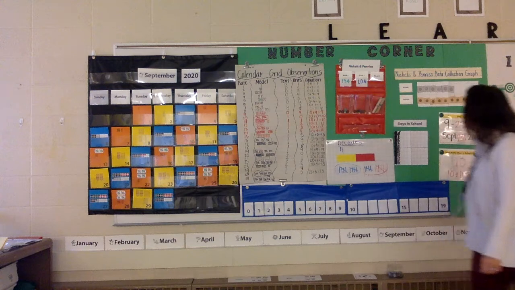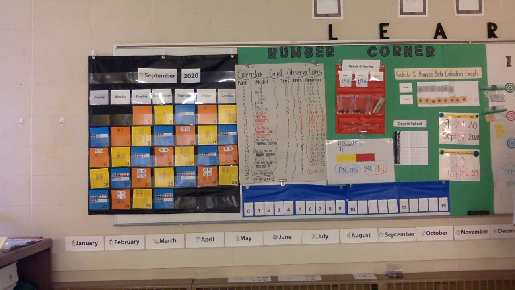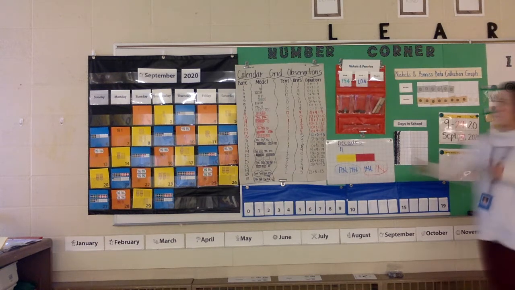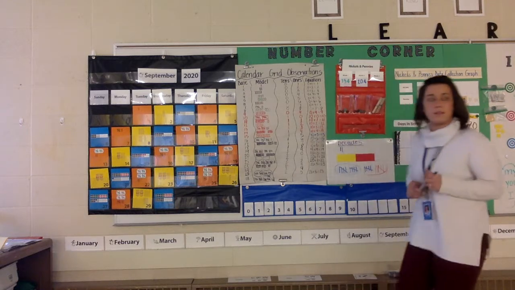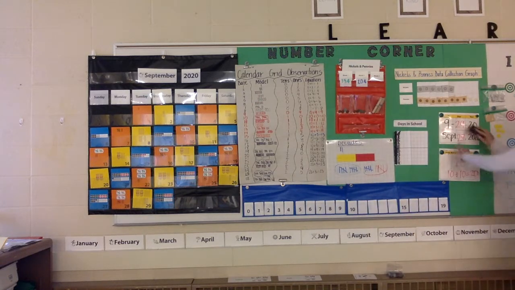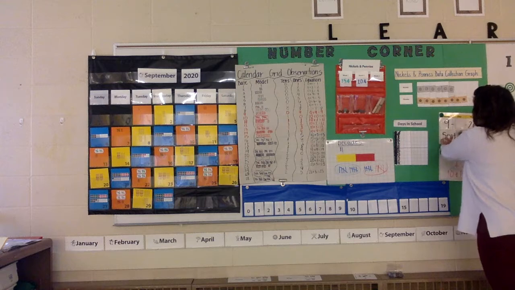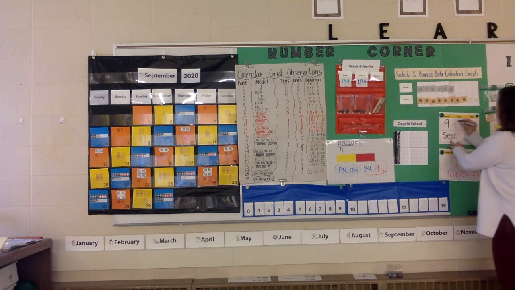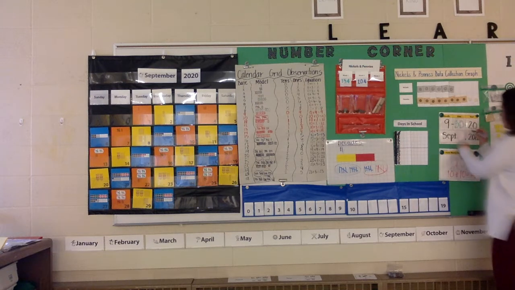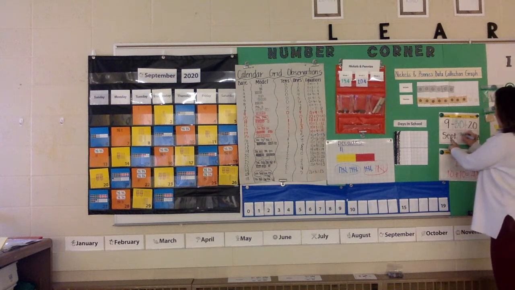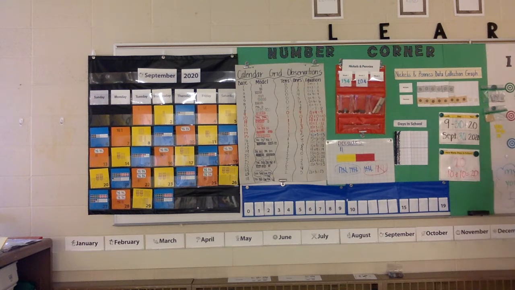We're going to move over to our date. What am I going to change my date to? Yesterday was 9-30-20. What am I going to change it to? Take a look on our calendar. I'm going to change it to a 30. You're right. So 9-30-20. So September 30th, 2020.